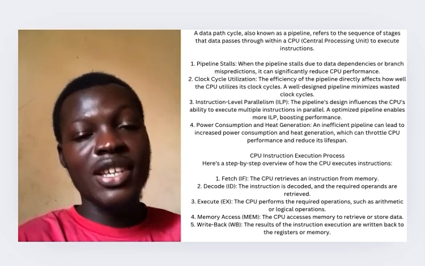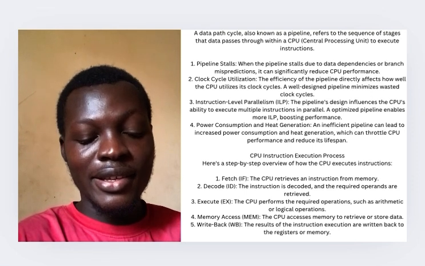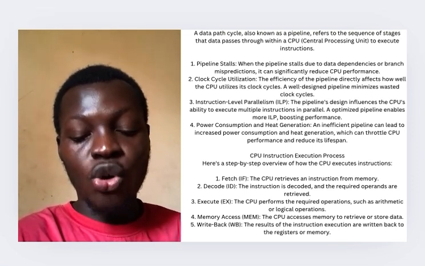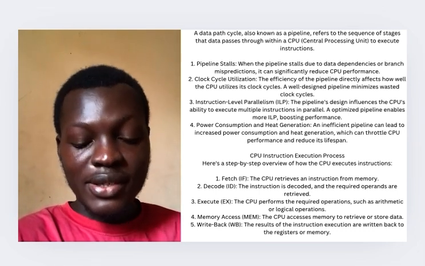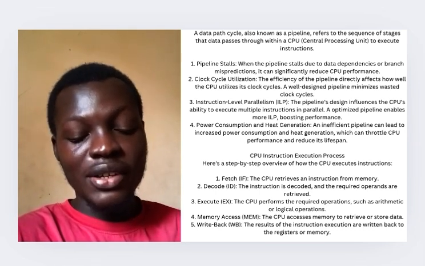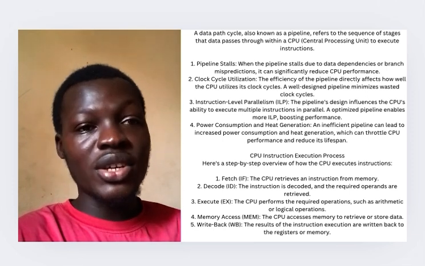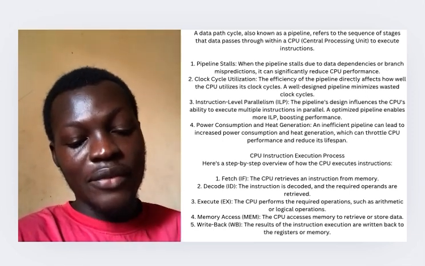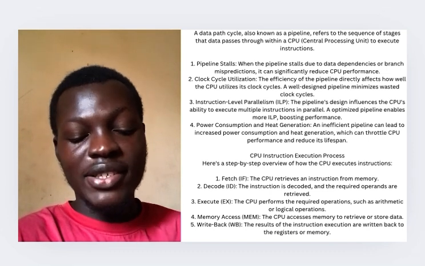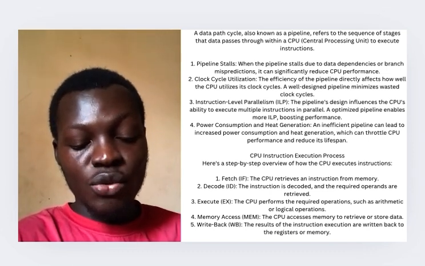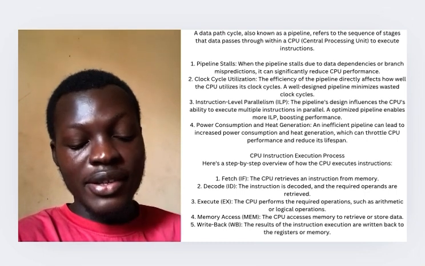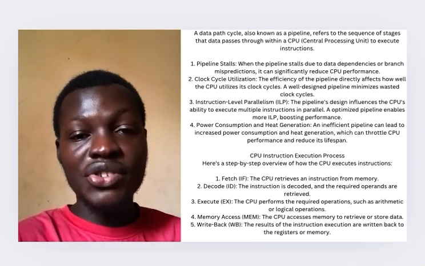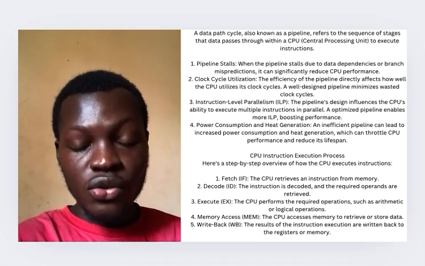And then the next step is memory access. It says that the CPU accesses the memory to retrieve or to store data. So after the execution process, we get to the memory access, where the CPU accesses the memory to retrieve and then to store the data.